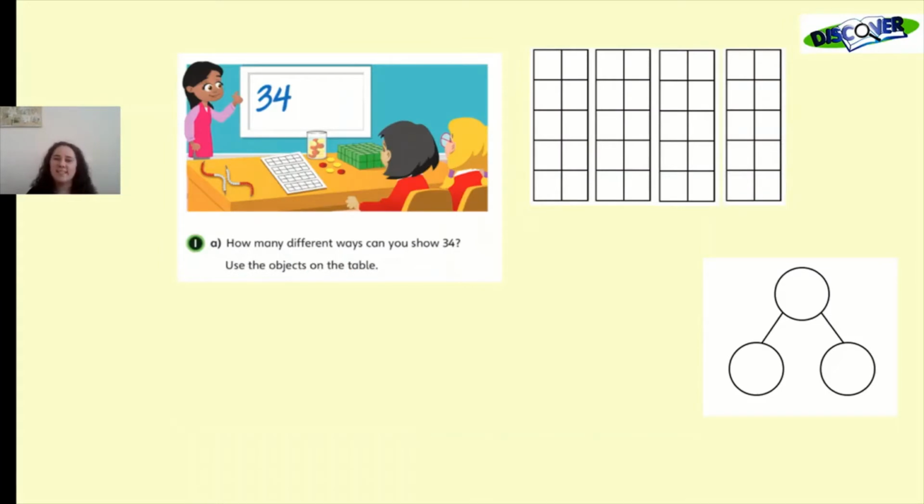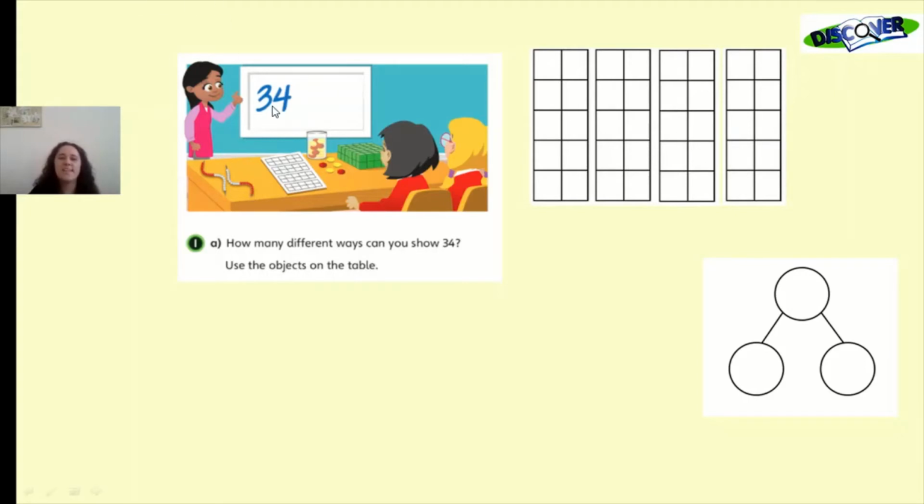Right, let's discover today's learning. Today's question says, how many different ways can you show 34? Use the objects on the table. So let's find out all those different ways that we can make 34. So 34 is made up of the digits 4 and 3, and that tells us some very important information. It tells us how many tens and how many ones there are. Do you think you could tell me how many tens and how many ones there are in the number 34 using the digits to help you?